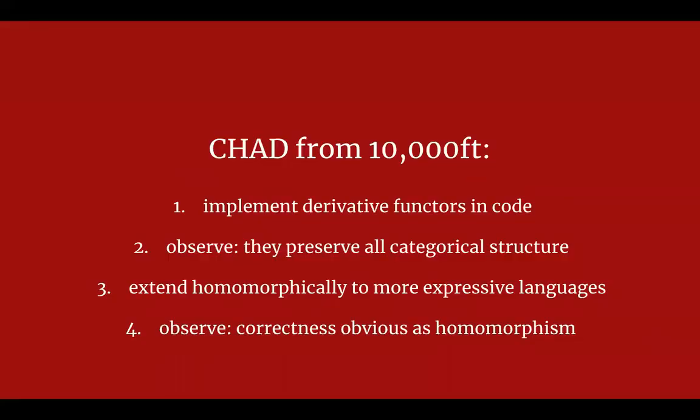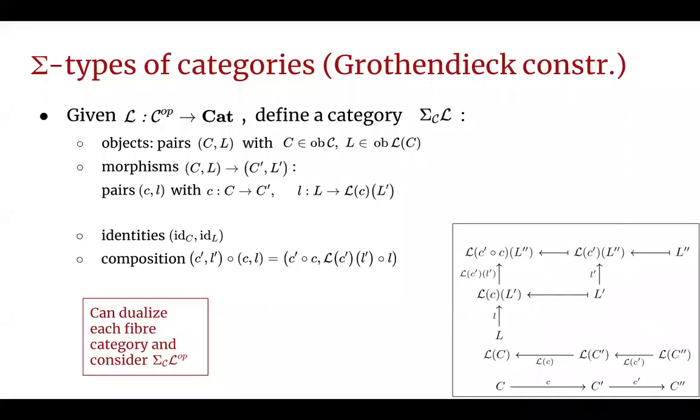Okay, so now you know the ingredients to understand the basic principles behind CHAD. And now we'll start to zoom in more on what precisely the categorical structure of programming languages as categories looks like, and what the products and coproducts and exponentials look like in these sigma types of categories, to then derive what the automatic differentiation algorithm should look like.